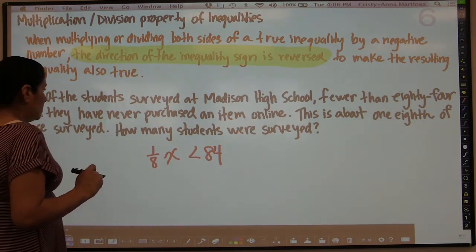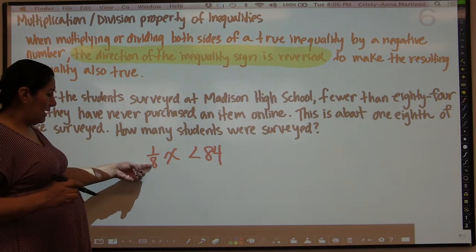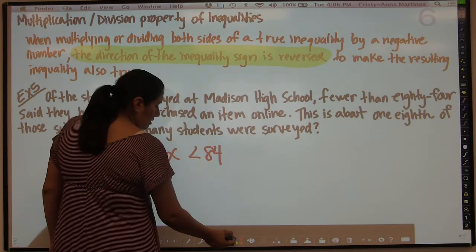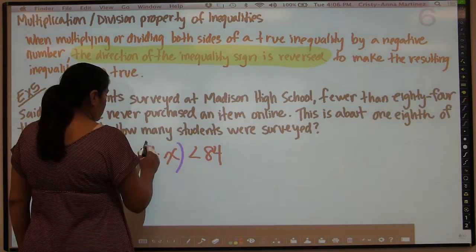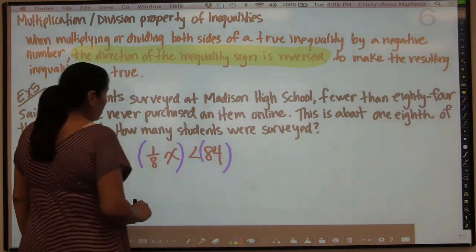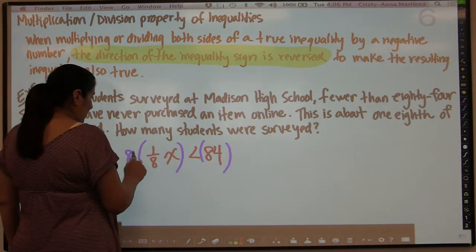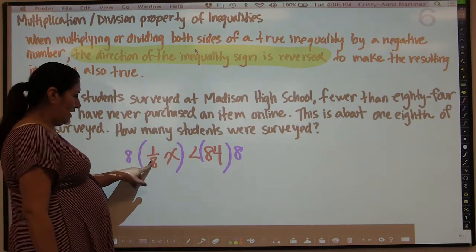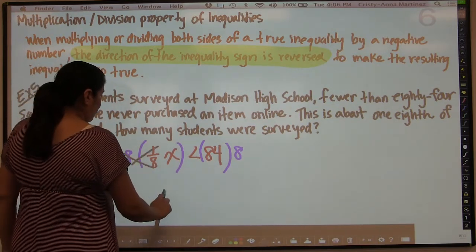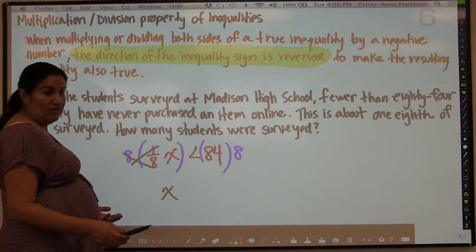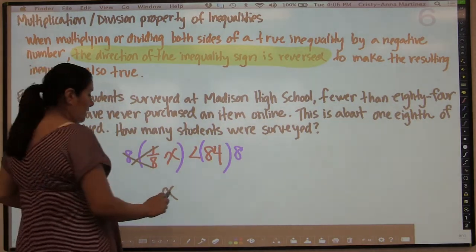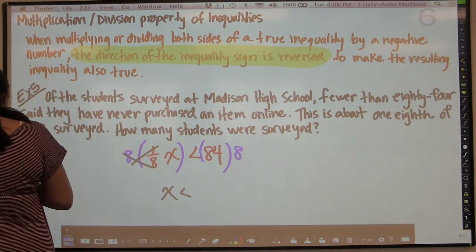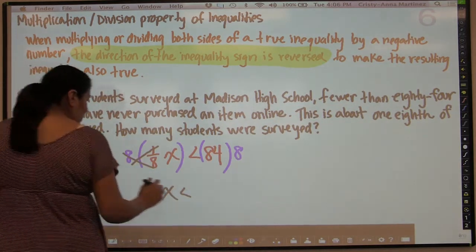Alrighty, so to solve this problem, because you have division by 8 or multiplying by 1/8, you have to solve it by multiplication or division, depending on how you want to look at that. I am going to multiply both sides by 8 because I know that 8 times 1/8 will cancel, and that'll give me an X. But notice that I'm not multiplying by a negative number, so I'm not reversing any symbols right now. But 84 times 8 is 672.